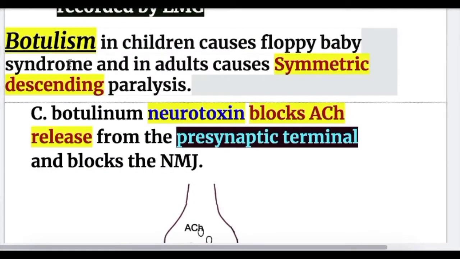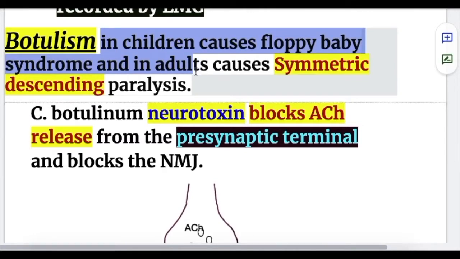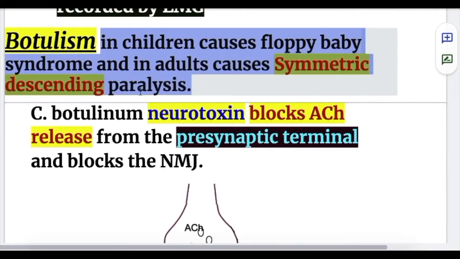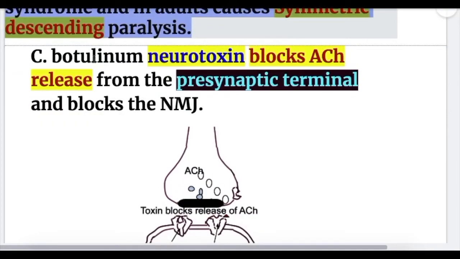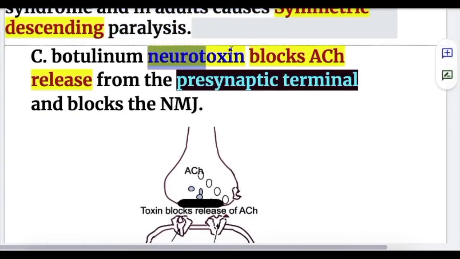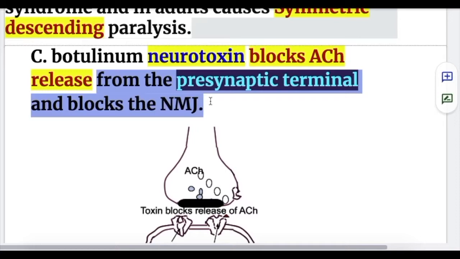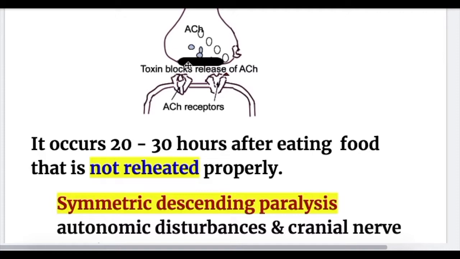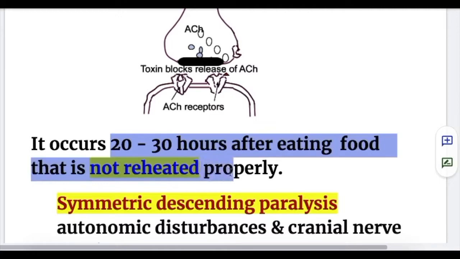Now some of the acquired causes of lower motor neuron disease. Number one, botulism. Botulism in children causes floppy baby syndrome, and in adults it causes symmetric descending paralysis. So how does it do it? Clostridium botulinum neurotoxin blocks the acetylcholine release from the presynaptic terminal and blocks the neuromuscular junction. This black shadow shows a blockade of the acetylcholine release from the presynaptic terminal, and this occurs 20 to 30 hours after eating food that is not reheated properly.